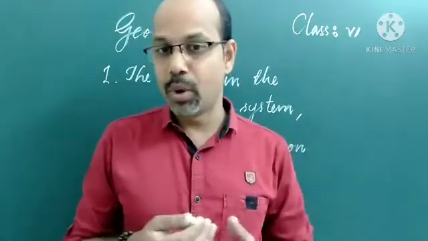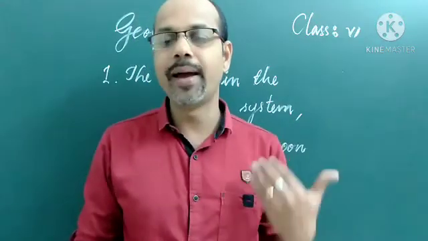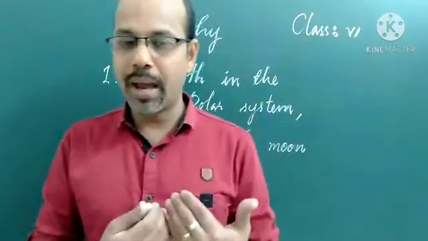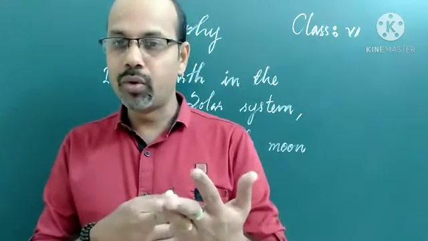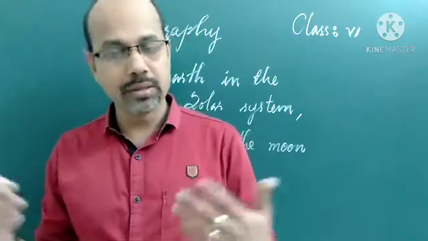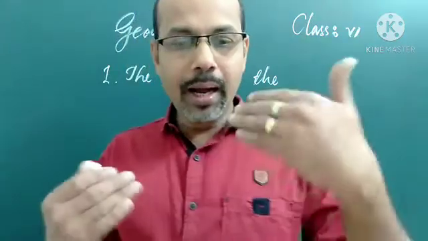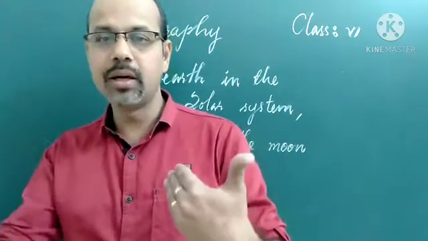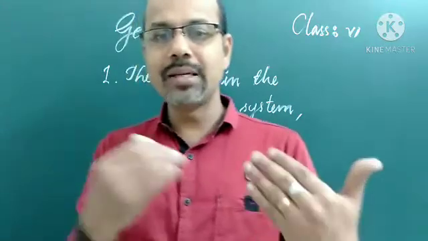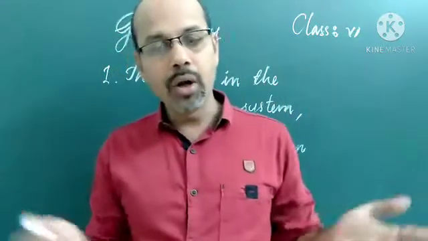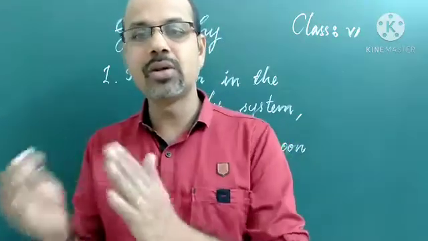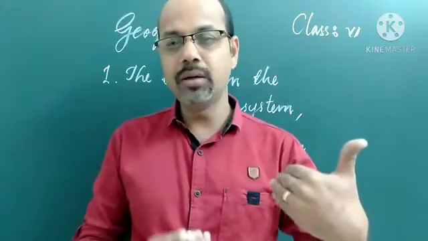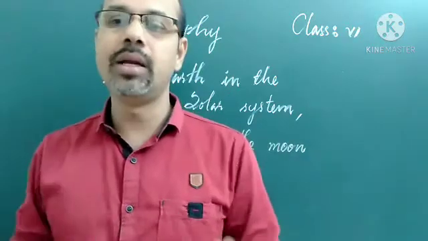Today we are going to discuss the Earth, which is the planet we are living on, and its satellite, the Moon. Earth is the third nearest planet to the Sun. We have studied the order: Mercury, Venus, Earth, Mars, Jupiter, Saturn, Uranus, Neptune. Here Earth, in position from the Sun, is the third one. In size, it is the fifth largest planet. Among all these 8 planets, the Earth is the fifth largest in size, but in position from the Sun it is the third nearest planet.